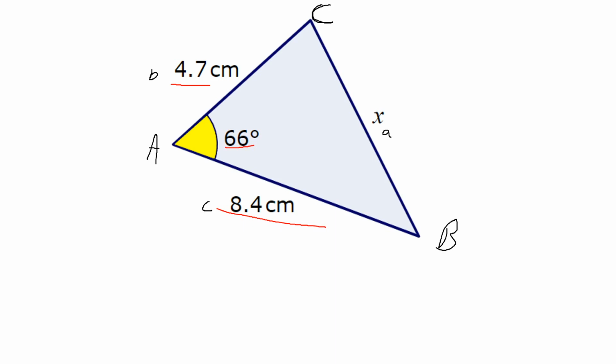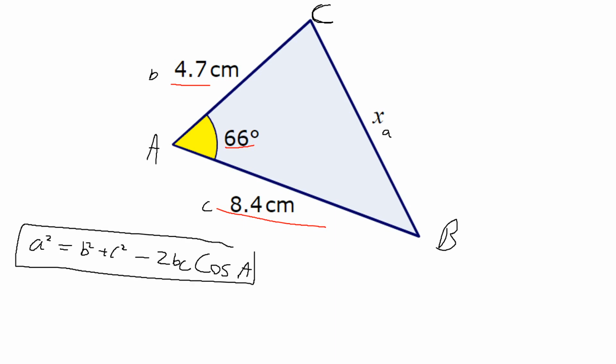The cosine rule reads as follows. A squared is equal to B squared plus C squared minus 2bc cos A. Write that down. That is your cosine rule. So, let's learn how to properly use it. We know that A is opposite our side.